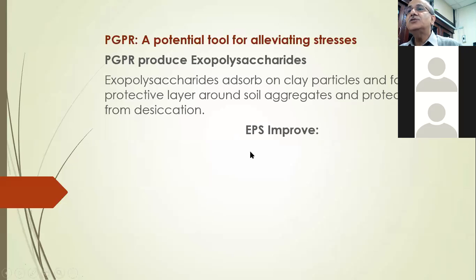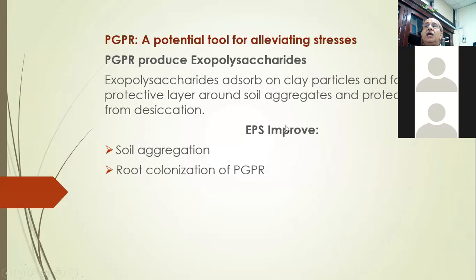Then these exopolysaccharides are also helpful in improving soil aggregation. You studied this in your physical properties of soil, that when exopolysaccharides form a layer around the soil particles, that is converted into an aggregate. The more the aggregation, the more the moisture holding capacity of the soil, the more the porosity of the soil. So they improve the soil aggregation. They also help the PGPR in root colonization, right?